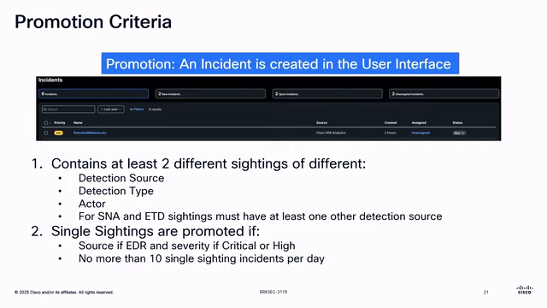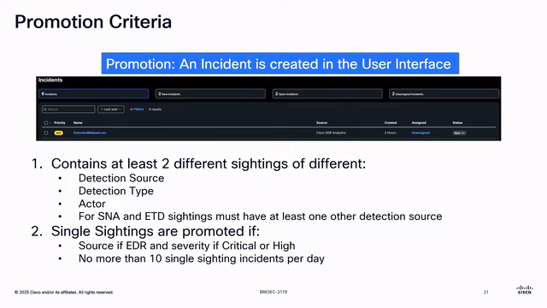We did add a guardrail around not having more than 10 single sighting incidents per day. At the time, we've reevaluated. We're looking at how that might actually change because some customers didn't like that and they wanted thousands, which defeated the purpose, but we're still looking at that. Okay, I said I'm going to revisit this one.